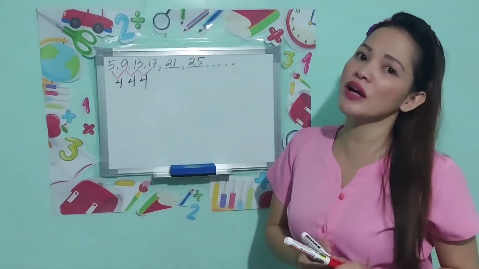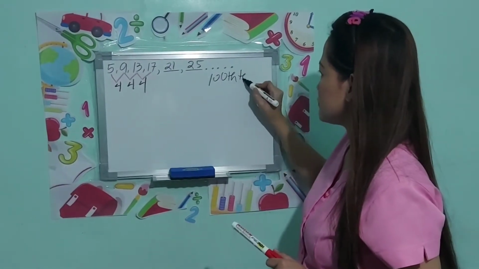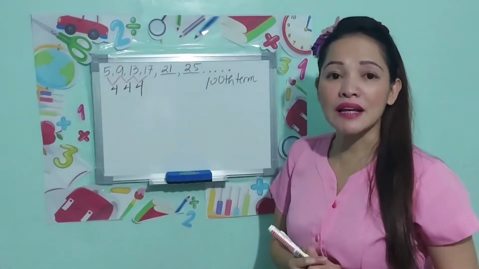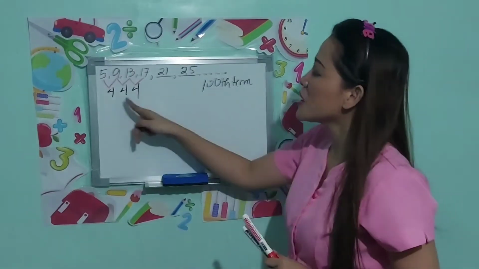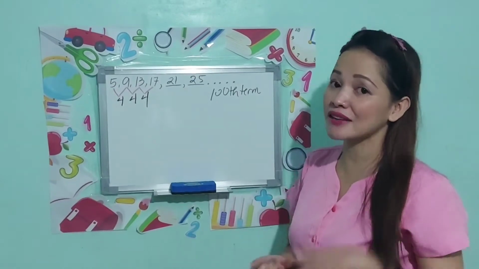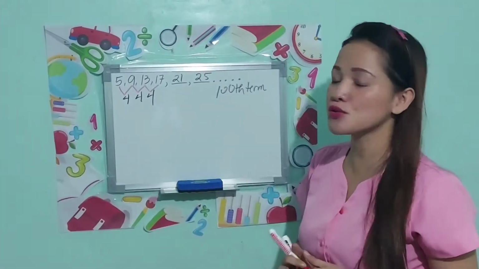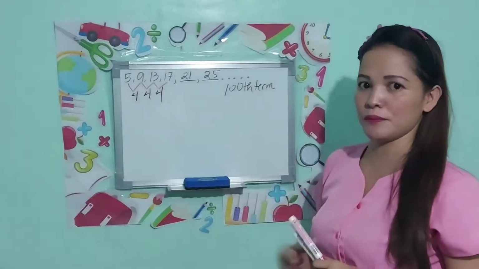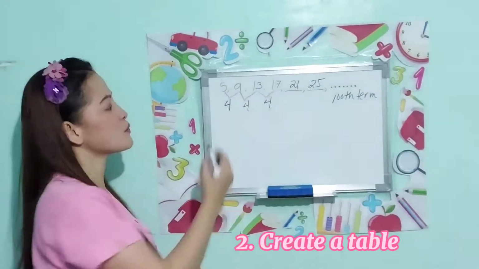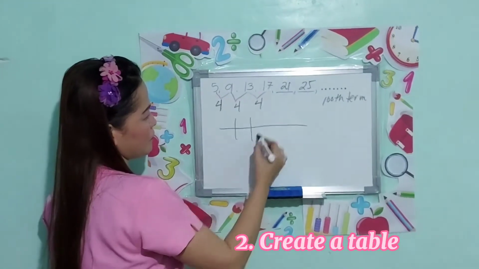But what if we are asked to get the 100th term? It will take us so long to get the 100th term if we just keep on adding 4 and 4 and 4. In that case, we need to formulate the nth rule for us to easily get the 100th term. After getting the pattern, the next thing that we have to do is to create a table.